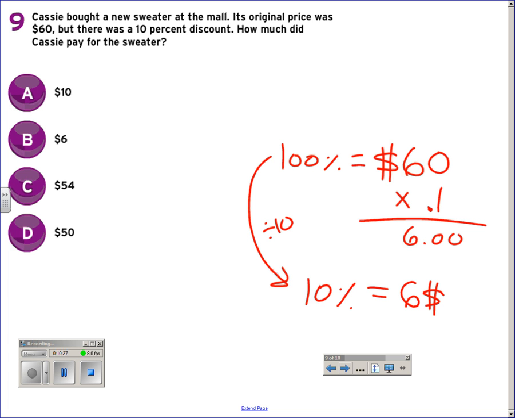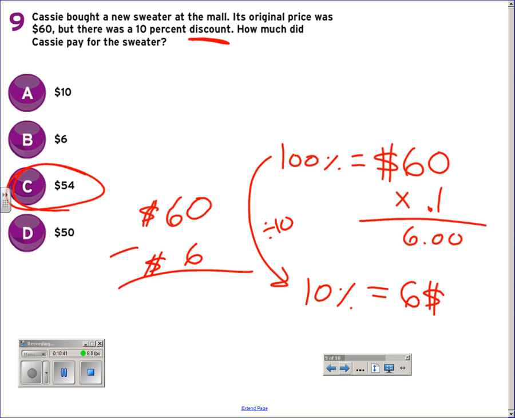It's a discount. It's a discount. That means they're taking that much off of the original price. So $60 minus $6, you got it, $54. Good question. Remember, discount is off the original price. Another way to solve this would just say, all right, if it's 10% off, that means she's only paying 90%, 0.9. Drop the 0. 9 times 0 is 0. 6 times 9 is 54.